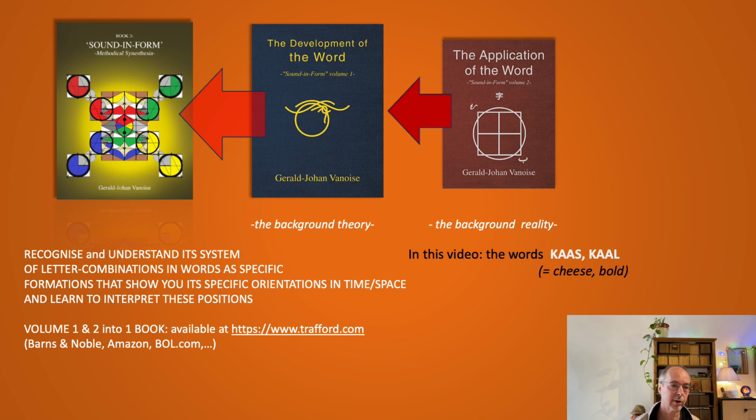There's a method with which you can change them into forms so that you can understand them better. This is not the real essence of all of it. The essence is that every letter is a specific orientation in time and space. You can change it into an interpretation. It's a way of interpretation that helps you and guides you. It makes it easier to understand. But it's not the essence. Sound in form is not the essence.